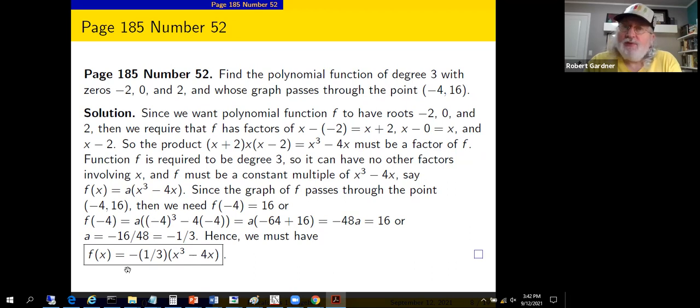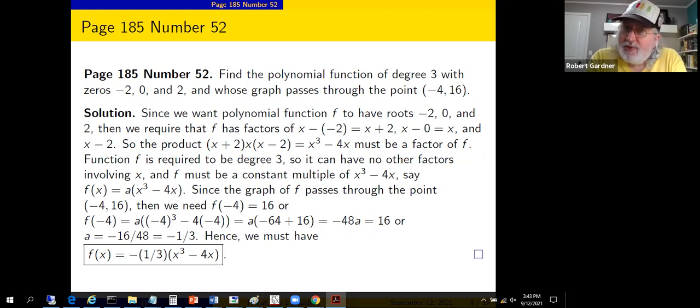And the function must be f of x equals -1/3 times the quantity x cubed minus 4x. Does it have the right zeros? Yeah, this will factor into that, giving you the correct desired zeros. They wanted third degree. Okay, we got the highest power of x is 3, so it's a third degree polynomial. And they wanted it to pass through -4, 16. If the arithmetic here is correct, you plug in -4, you'll get 16 out as desired.